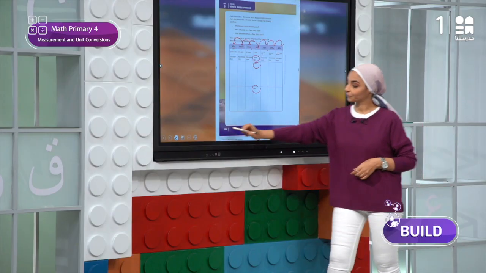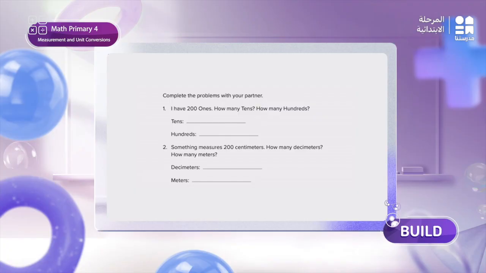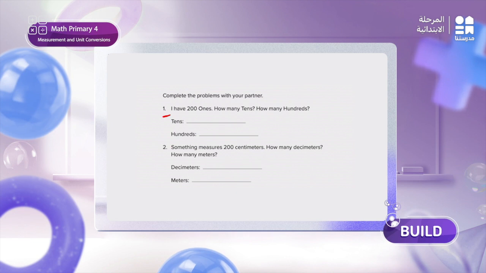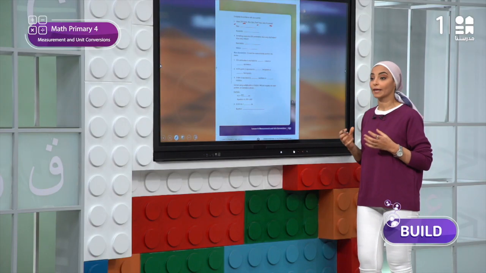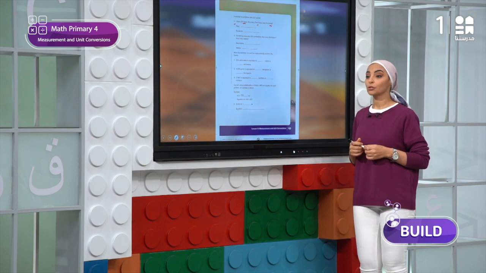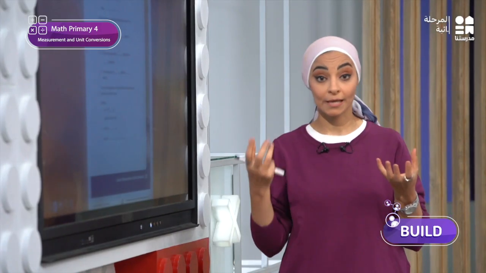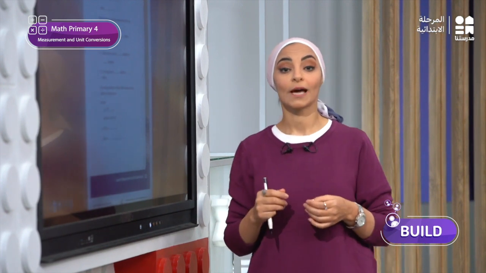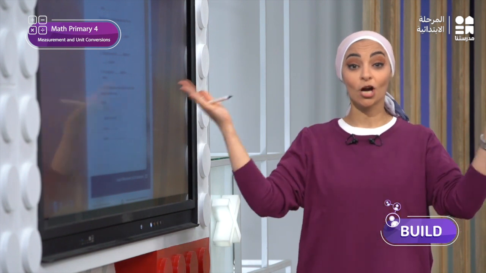Here we have 200 in the ones. Like you see here, this is number 1. I have 200 ones. عايز يعرف ال 200 ones دي فيها كام tens وفيها كام 100. Yes, 200 دي فيها كام tens وفيها كام 100. What should I do? We will notice here that we are converting from ones to tens, then to 100. That means we are converting من the smaller unit to the larger one.